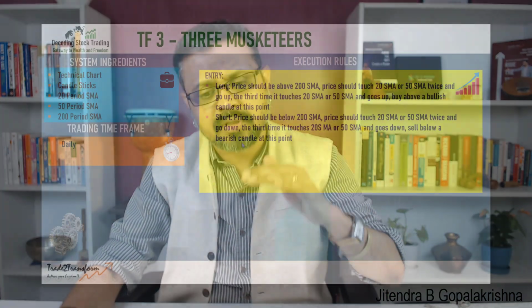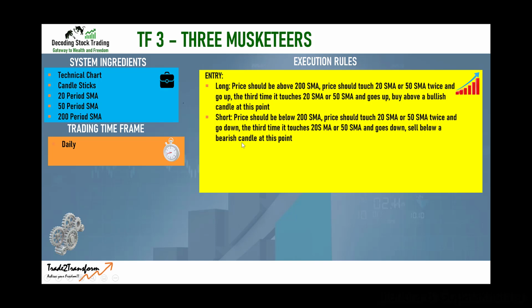That is the long entry. Short is exactly the opposite. Price should be overall below the 200 moving average. Above 200 means it is in a bullish trend. Below the 200 SMA means it is in a bearish trend. So if it is below 200, it is bearish.